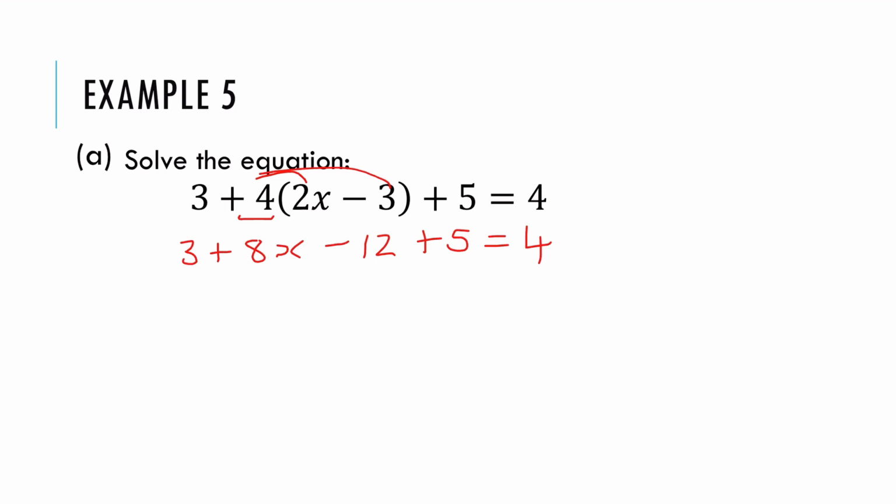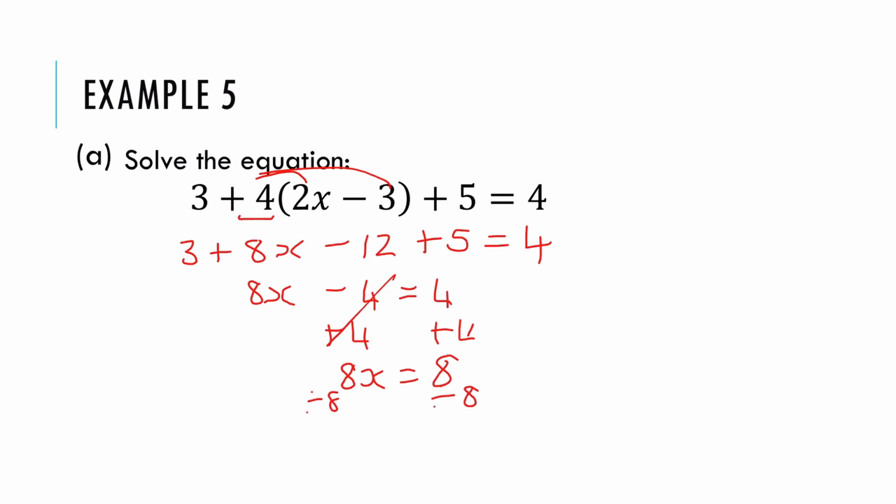I'm going to simplify where possible here. There's no other x terms, so 8x stays itself. 3 take away 12 gives me negative 9 plus 5 is negative 4 equals 4. The opposite of subtracting 4 is adding 4, so I'm going to add 4 to either side. That leaves me with 8x equals 8. And then the opposite of multiplying by 8 is dividing by 8, which leaves me with x equals 1.